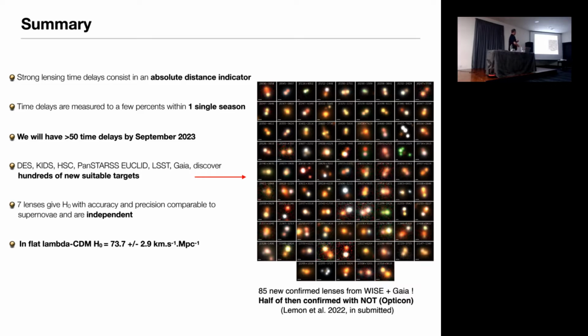By the way, in finding the lenses, we also use the NOT. This is not all, but half of this is from a NOT Opticon program where we confirmed, so we took spectra of all these lenses. We confirmed 85 new ones. It's not negligible, kind of 20% of the whole sample. So that's also a very nice NOT contribution. I don't like to say NOT. Sorry. It's a good contribution.